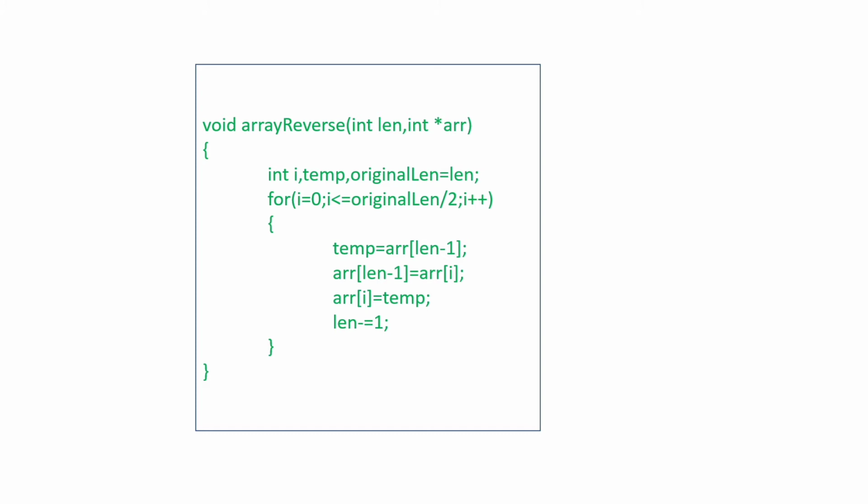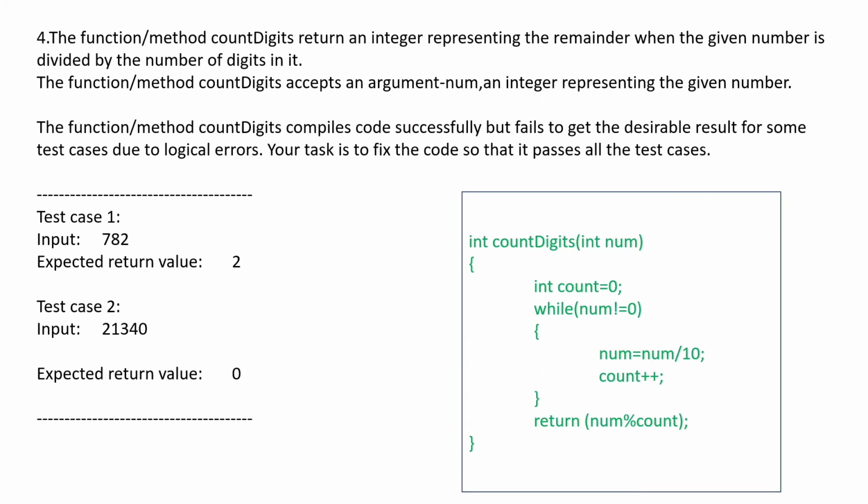So if you observe, basically a simple for loop is used in the function array reverse, and the arguments are the length of the array and also the input array elements, and a temporary variable is used, and we have swapped those elements. By this we can obtain the reversed array elements.